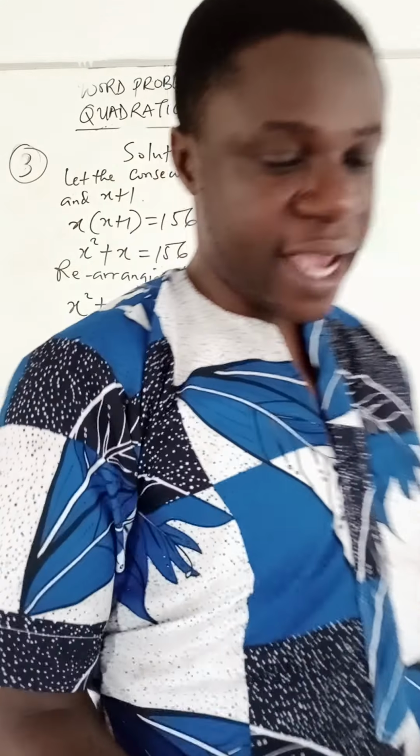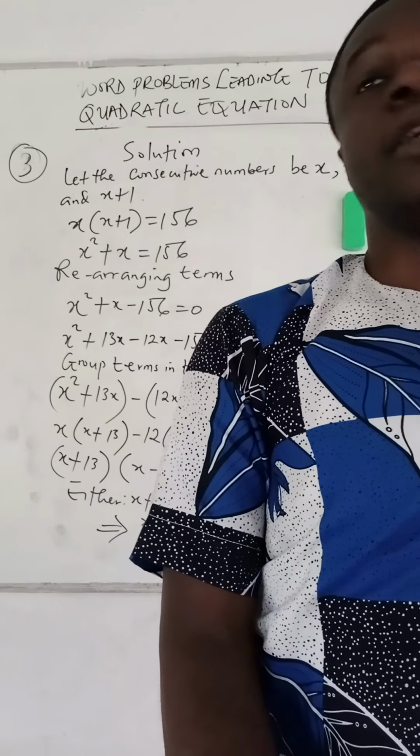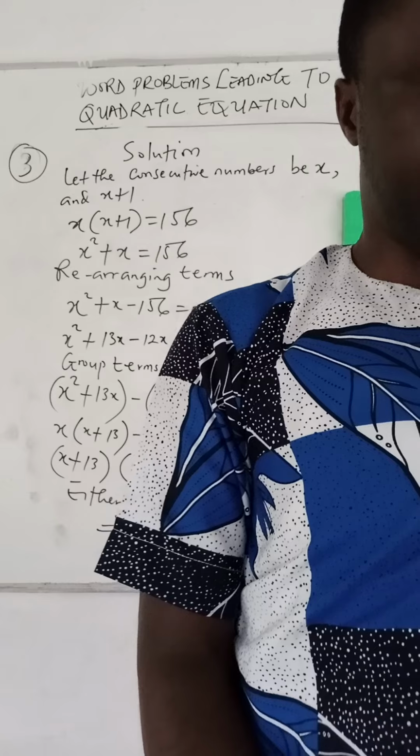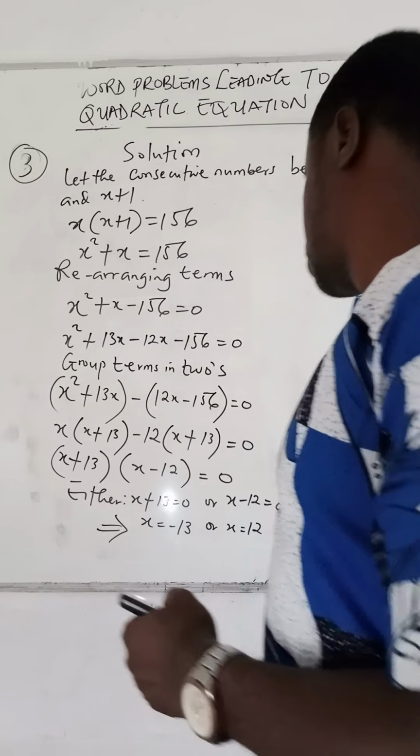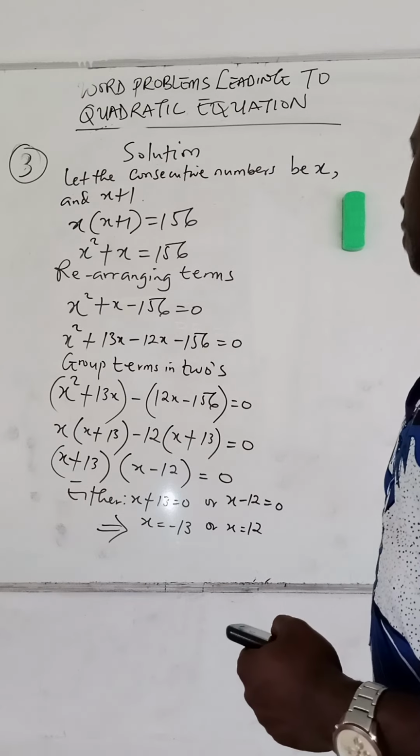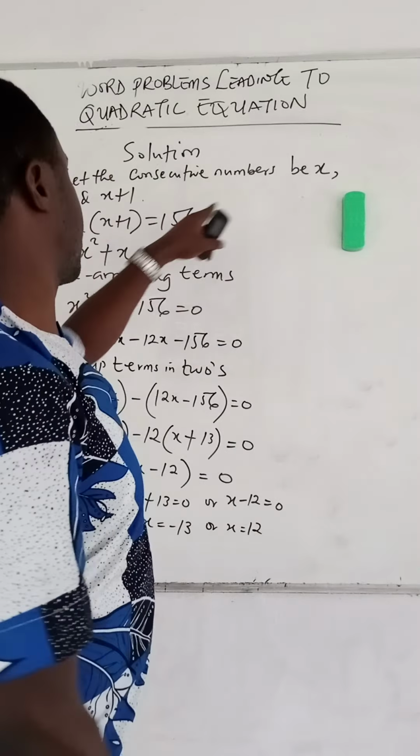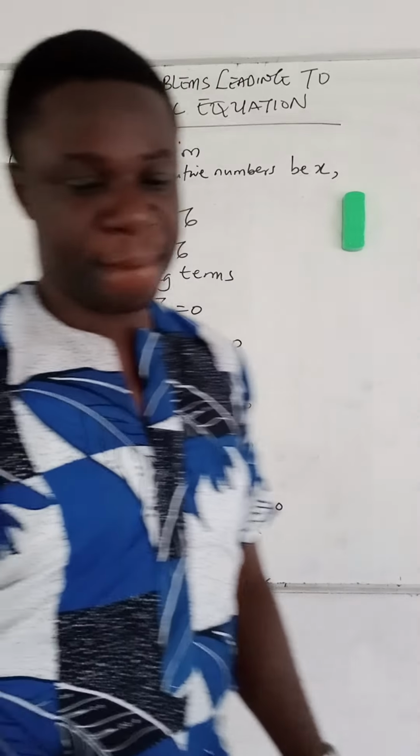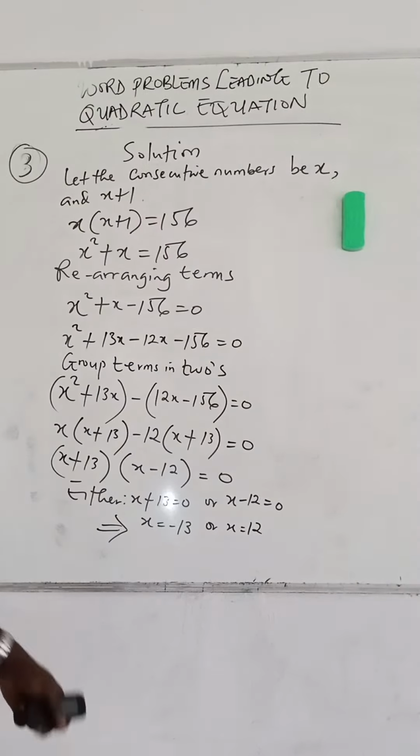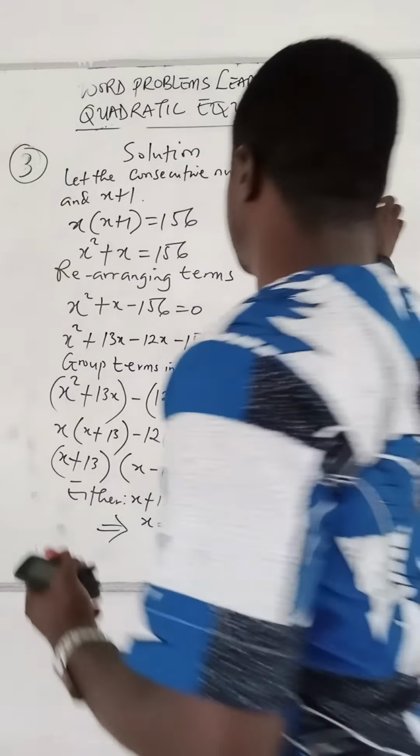Now the question is, find the two consecutive numbers whose product is 156. The 156 here is a positive number. We can take the negative number and also take the positive number. Either way. So this is how we do it.